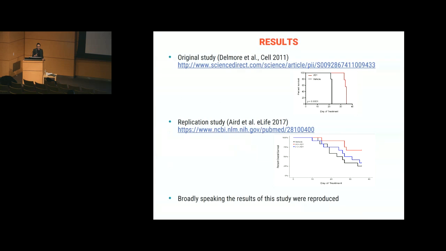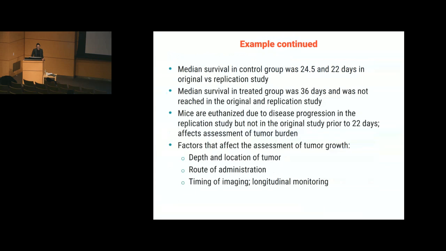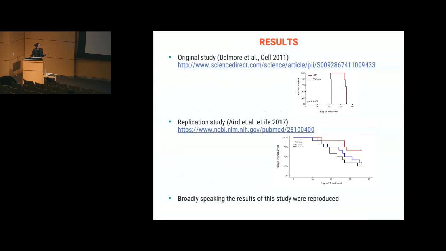But generally speaking, they were reproduced because they showed that the effect still exists and is significant if you compare the red line with the black line. They came close to the median survival in the control group: 24 versus 22 days in the original versus replication study. In the treated group, it was 36 days in the original study, but in the replication study, the median was not reached, because you can see they still survive here and they go on.